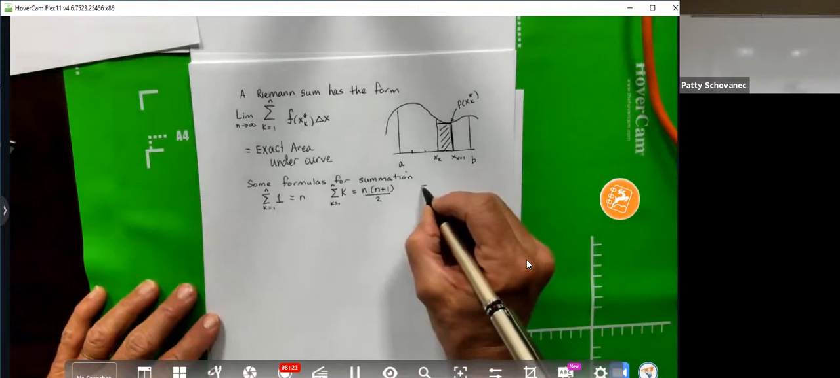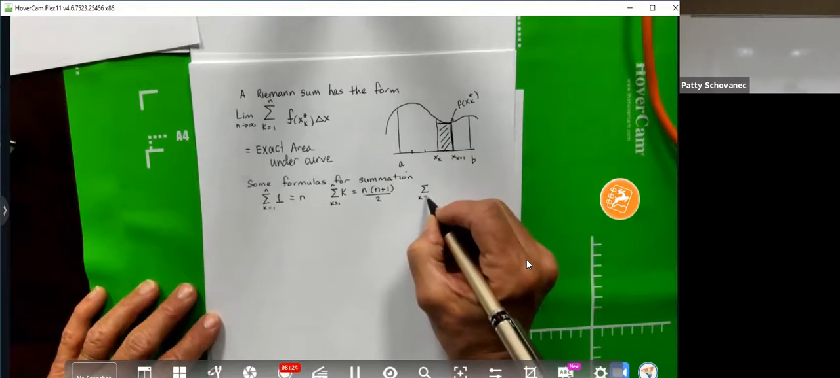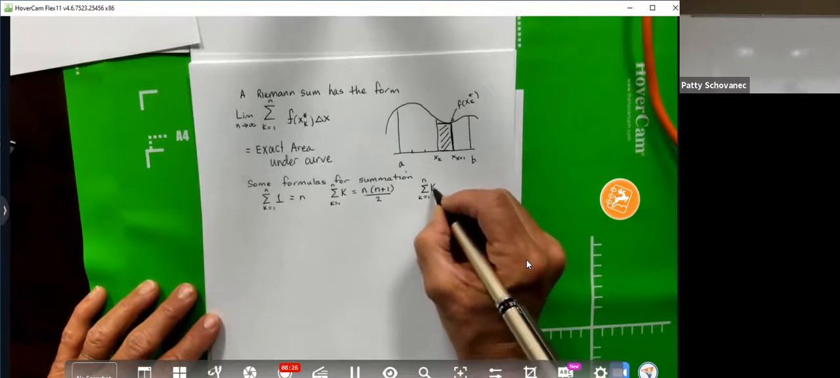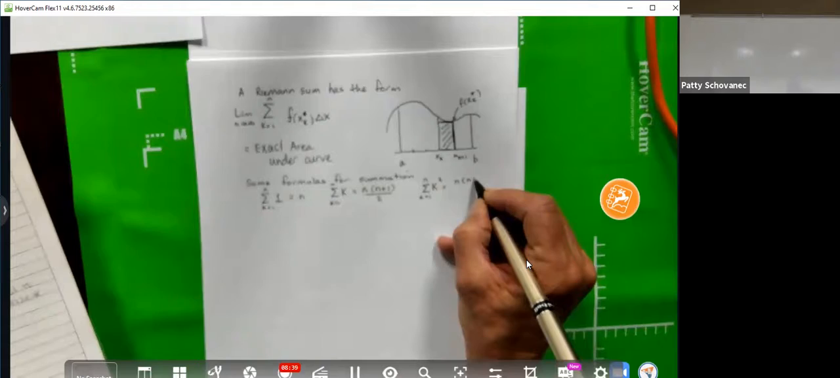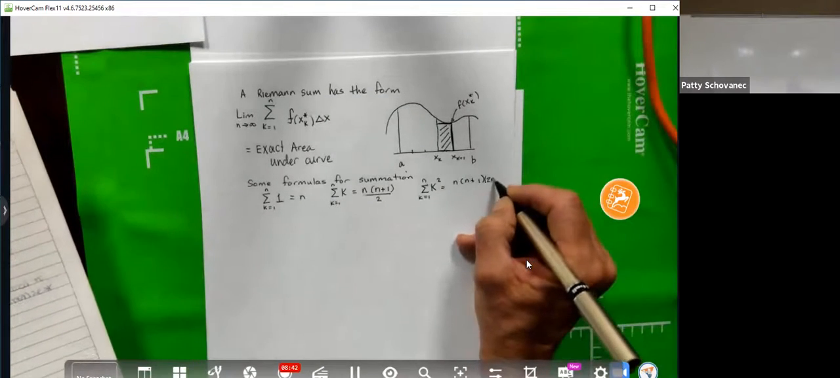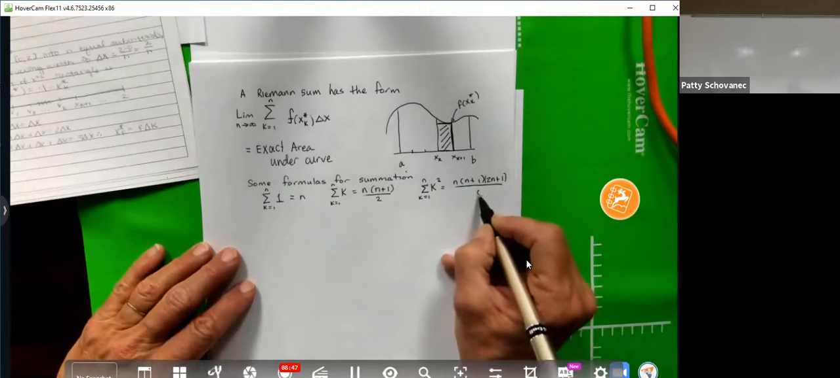Then we had one for the sum of the first n squares. This one I always mess up, so let me look it up to make sure I don't mess it up. That's n times n plus 1 times 2n plus 1, all over 6. And there was even one for the sum of the first n cubes. I don't know that I'm going to do any with cubes, but let me write it down just in case.